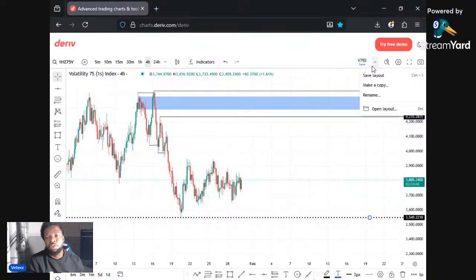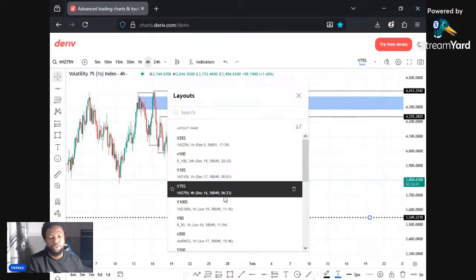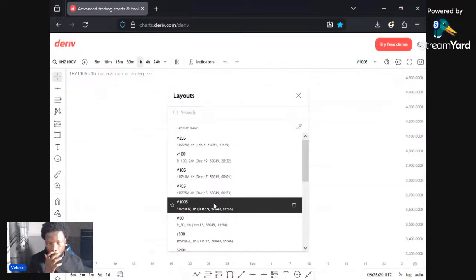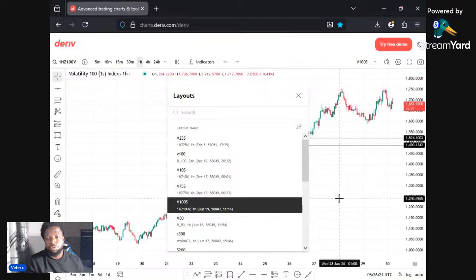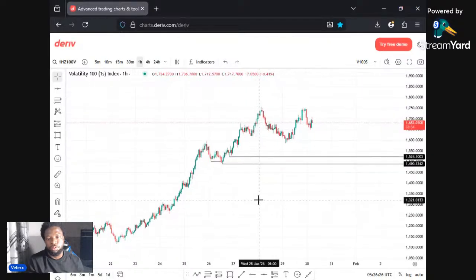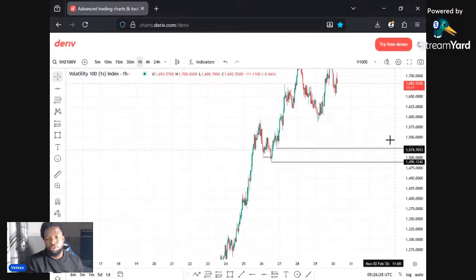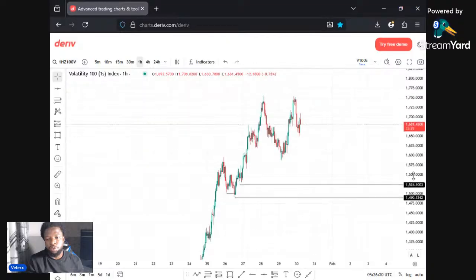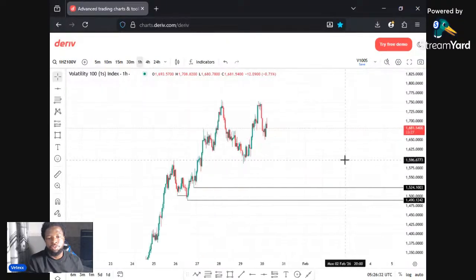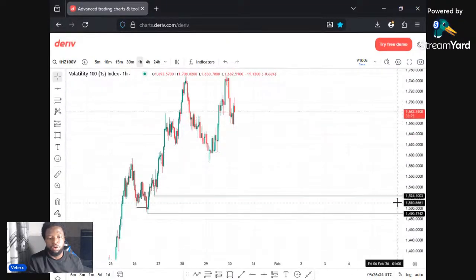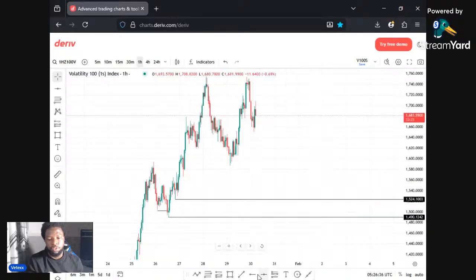Now let's check out the next pair, which is V100S. V100S has been bullish on the weekly, bullish on the daily. So this is what we have on V100. The continuation structure. I already marked it yesterday, and if you look closely, it's the same thing I've been saying. First break of structure, then we have our second break of structure here.